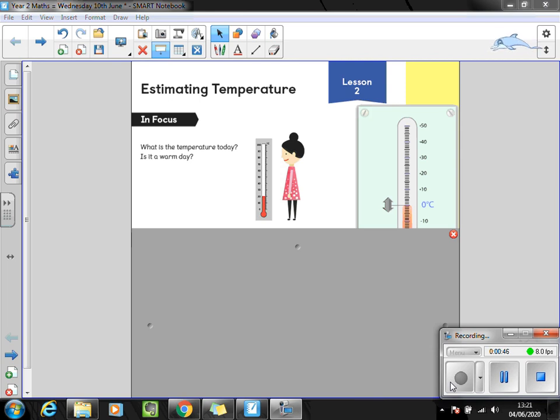Now, looking at the temperature gauge, the thermometer we've got in our in-focus task, we can see that the temperature's already been measured. I'm going to show you again using the bigger thermometer what temperature that thermometer shows. Are you ready? Can you tell your adult what the temperature is today? That's right, it's 20 degrees Celsius. And for us in England, that's actually quite a warm day.